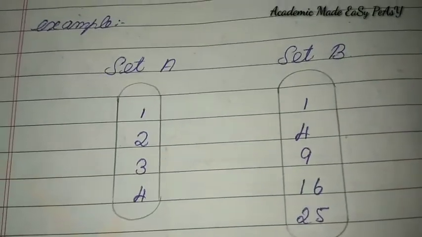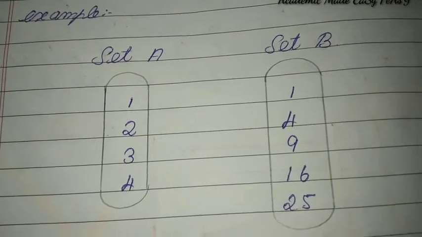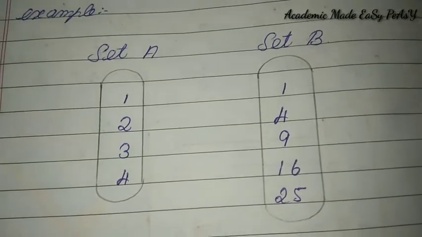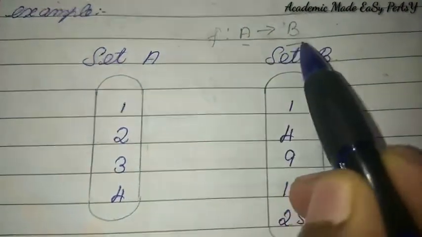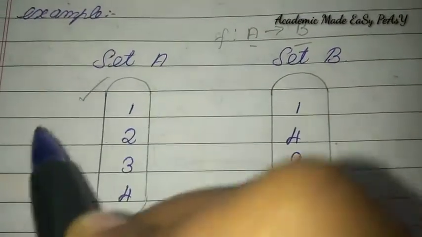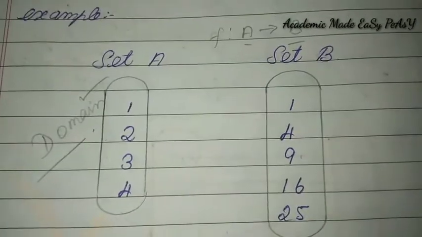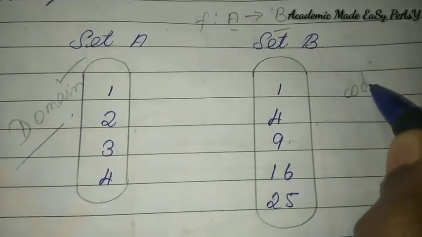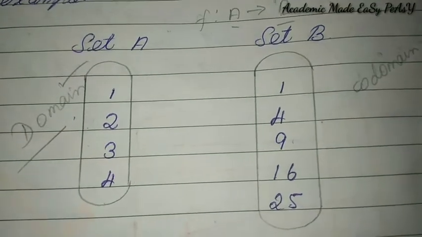Now let us see what is domain and what is range. Before seeing the definition, I would like to tell you all an example, then let's move on to the definition. So now we know what is a function, and now we have to know what is domain and what is range. Consider a function from A to B. It means A will be mapped to B. Then set A will be the domain and set B will be the codomain.